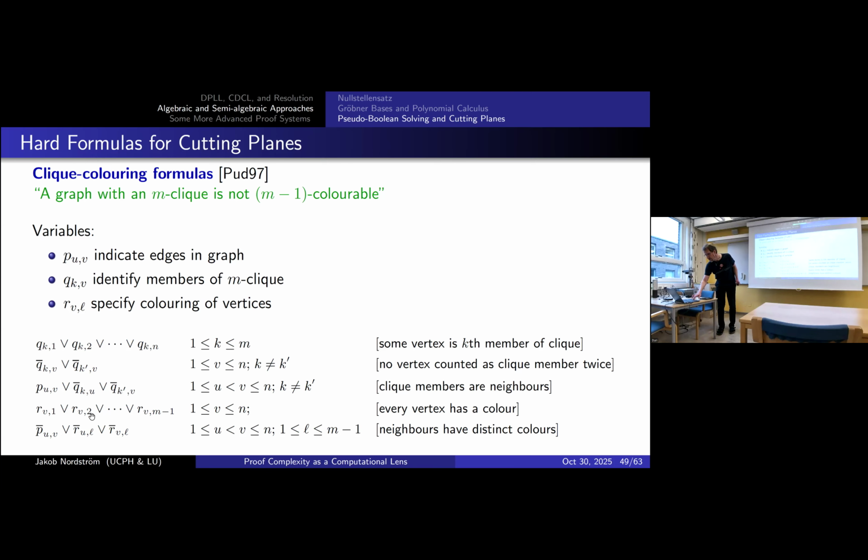Then I get colors for all the vertices, and then I say, well, if u has color l and v also has color l, then it had better be the case that there's no edge between u and v. Okay, so clearly this formula is unsatisfiable, and we can prove, if we pick parameters, m something like maybe square root of n, and let n go to infinity, then this is exponentially hard.